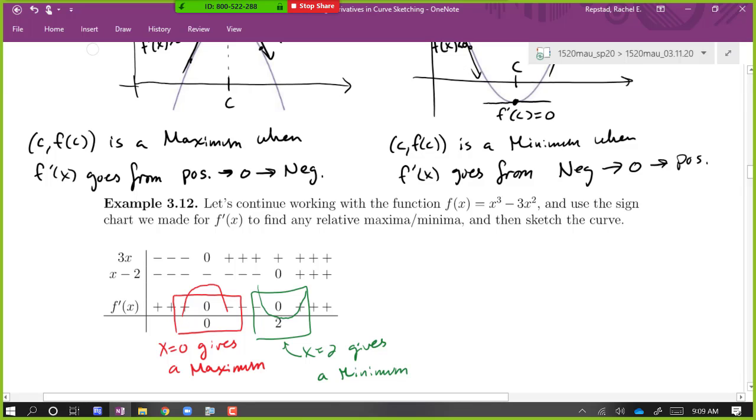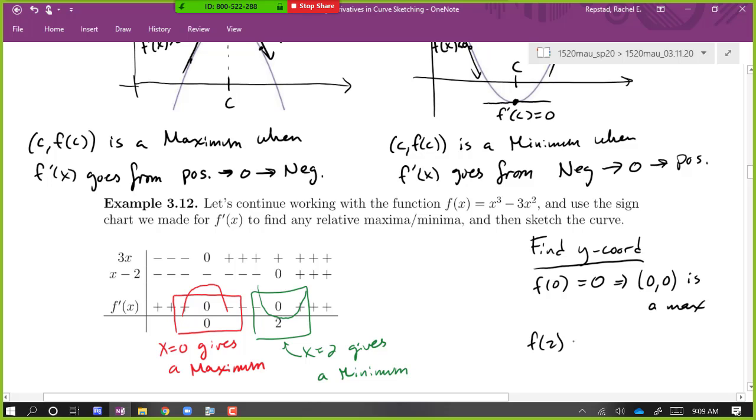Now, when they ask us to find, it says find any relative maxima or minima. A couple things. When we're asked to find a maximum or minimum, they mean the whole point. We know that the maximum occurs when x is 0, but the maximum value is the y-coordinate. Right? So when we're finding maxima or minima, we got to find those y-coordinates. So let's do that. f of 0 is equal to 0, so that means the max is 0, 0. And f of 2, if you plug that in, you'll get negative 4. And that means that the point 2, negative 4 is a minimum.